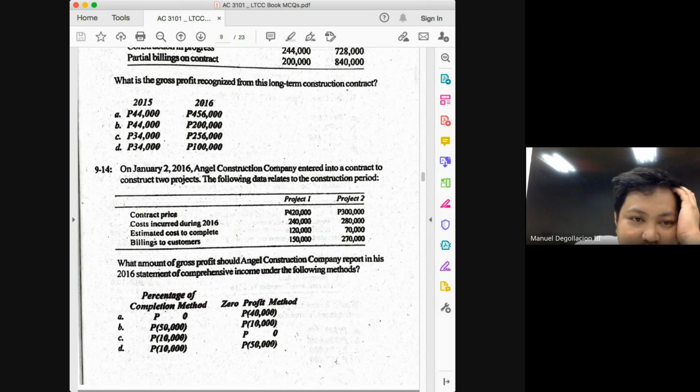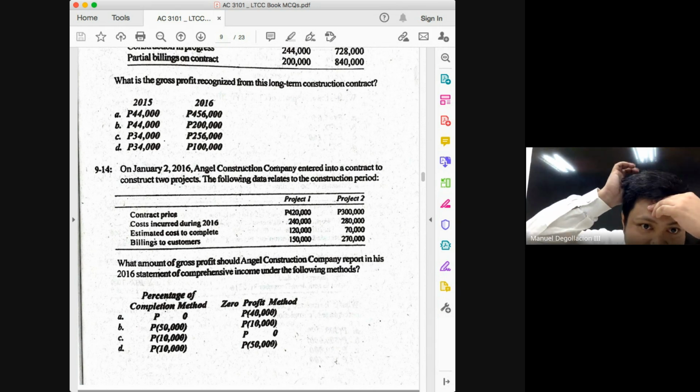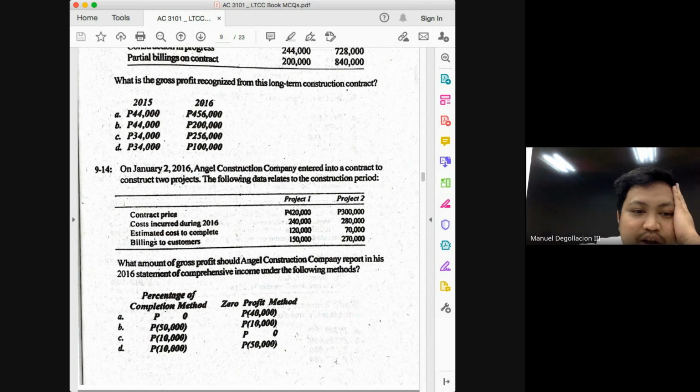Percentage of completion, 240 divided by 360, that will give you 2/3. Just use 2/3. Multiply 2/3 by 60, you would get 40,000. Okay, you have minus 0 since this is the first year. So for project 1, you will have profit of 40,000 from project 1. Let's proceed to project 2.